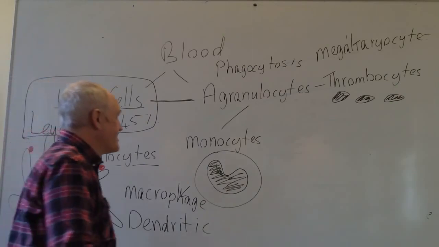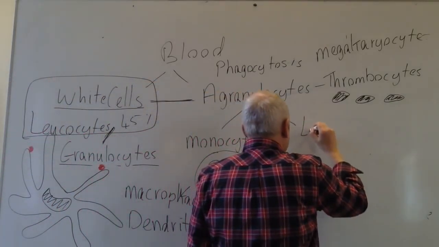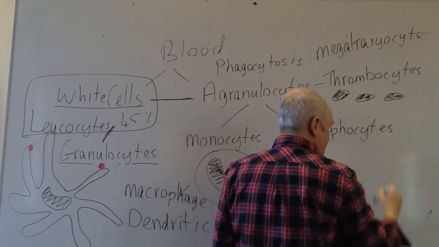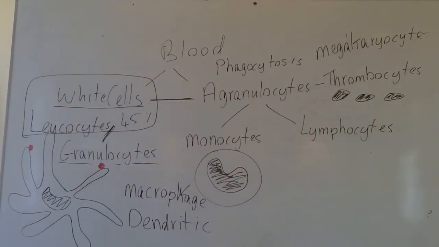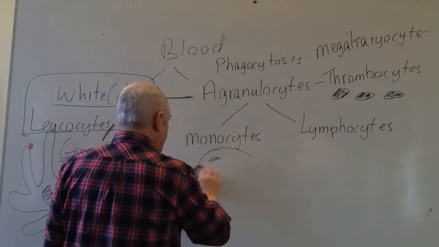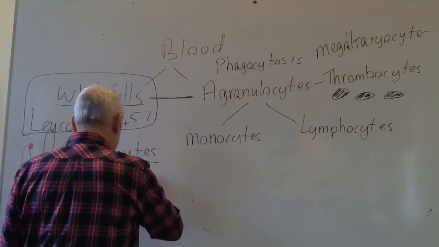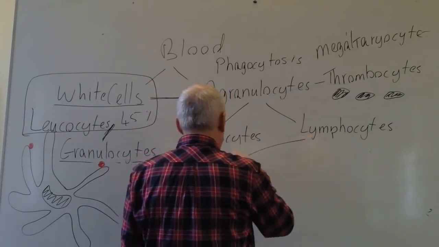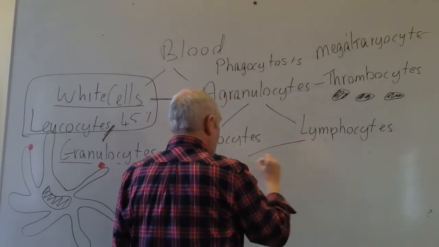Now there's another sort of agranulocytic cells called lymphocytes. And there's two sorts of lymphocytes. Lymphocytes can be big or small.